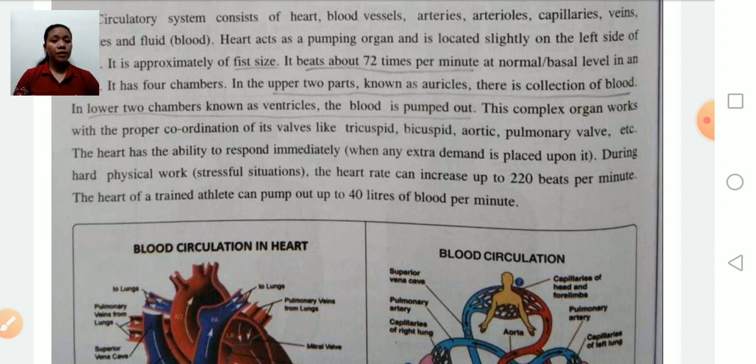During physical activity or during a stressful situation, the heart rate increases up to 220 beats per minute. If we do hard work or are under strain, our heart rate increases. The heart of a trained athlete can pump up to 40 liters of blood per minute.